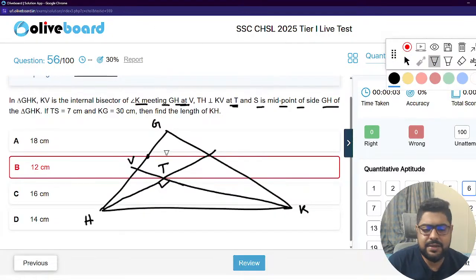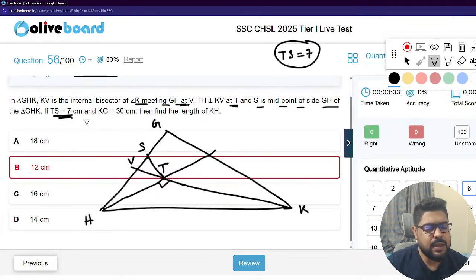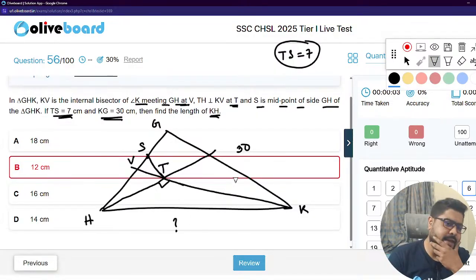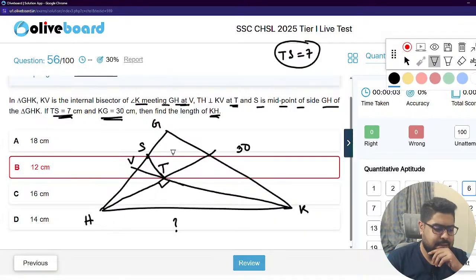So S is this. TS is given as 7. Okay, write it. KG is 30, this side is 30, sir. KH they are asking, KH means this side they are asking. So this side we need, right? We have not made any mistake, right? KH, KV, GKH, GH.